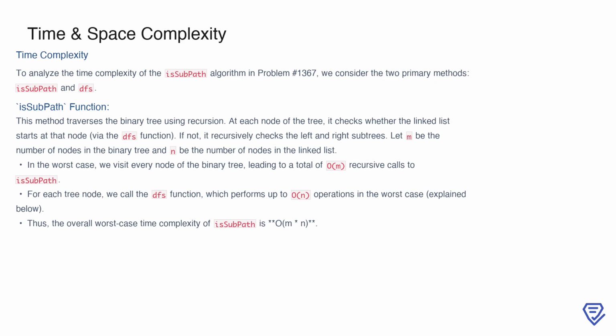Let's define m as the number of nodes in the binary tree, and n as the number of nodes in the linked list. In the worst case, we visit every node in the tree, amounting to O(m) recursive calls to isSubpath. On top of this, for each node in the tree, the DFS function is called, which may require up to O(n) operations in the worst case. Combining these, the overall worst-case time complexity of the isSubpath function is O(m*n).